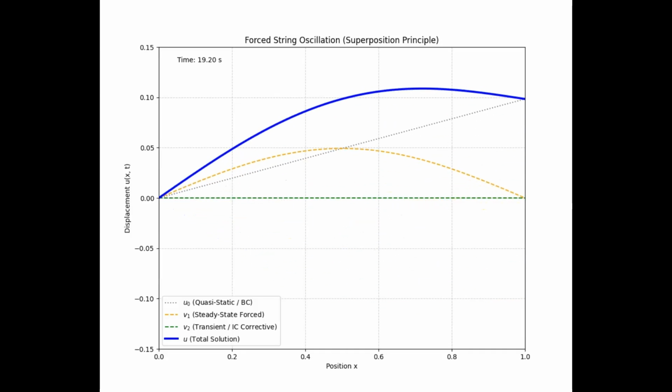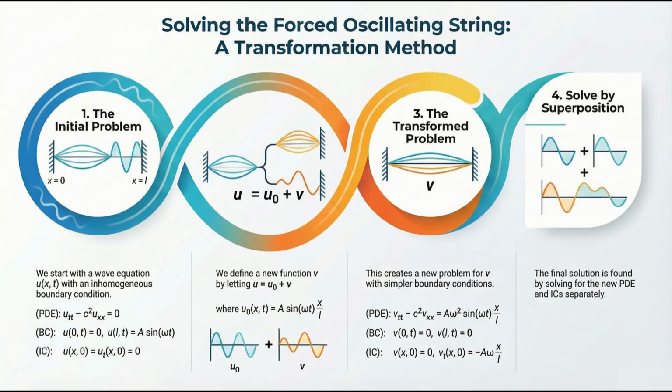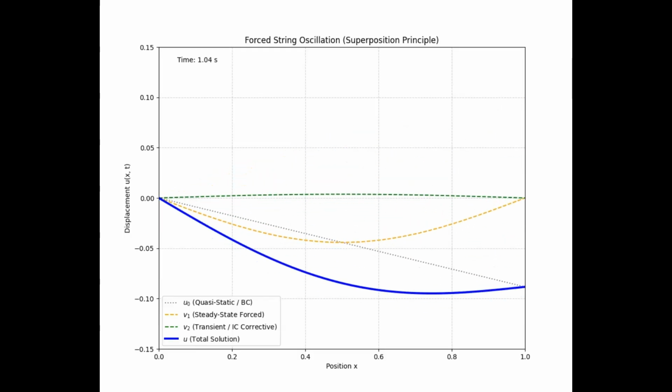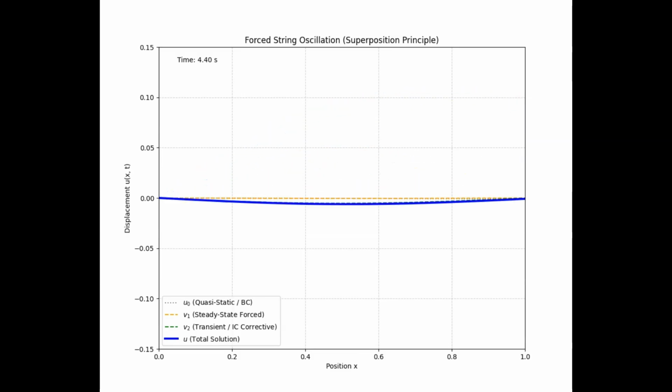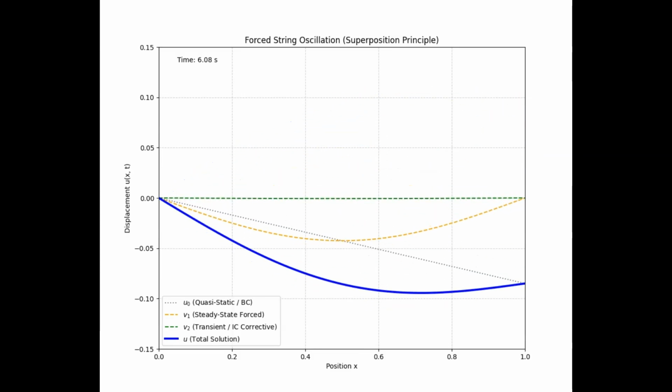And finally, this is where the real payoff is. This whole process reveals that the string's total motion can be broken down into three functional components. There's the immediate shape, a temporary transient response, and the final steady wave.